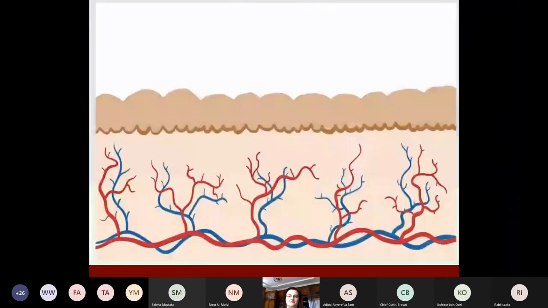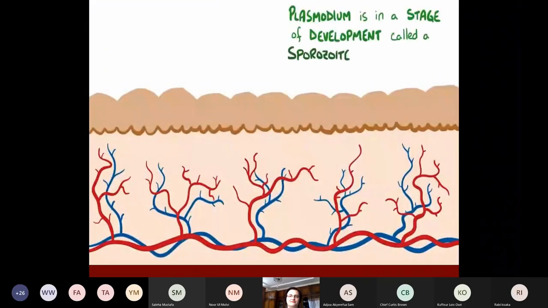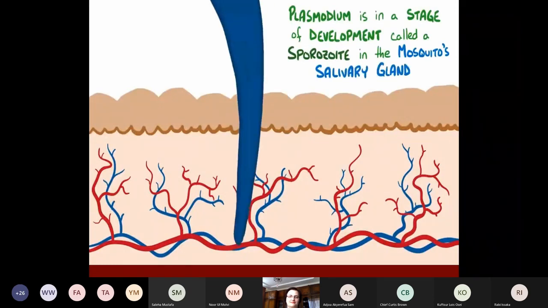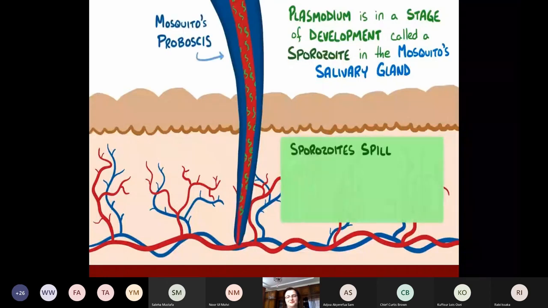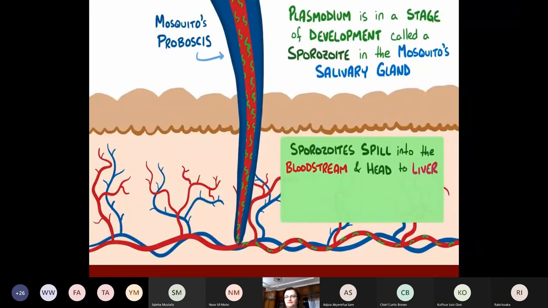At this point, the Plasmodium is in a stage of development called a sporozoite, waiting patiently in the mosquito's salivary gland. When the mosquito pierces a person's skin with its long and needle-shaped tusk, called a proboscis, the tiny worm-like sporozoites spill out of the mosquito's saliva and make it into the bloodstream. Within minutes, the sporozoites reach the liver and mount an attack on the hepatic parenchymal cells, where they start asexual reproduction, also known as schizogony.